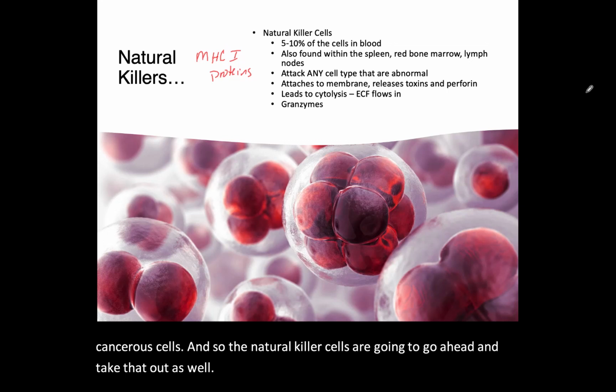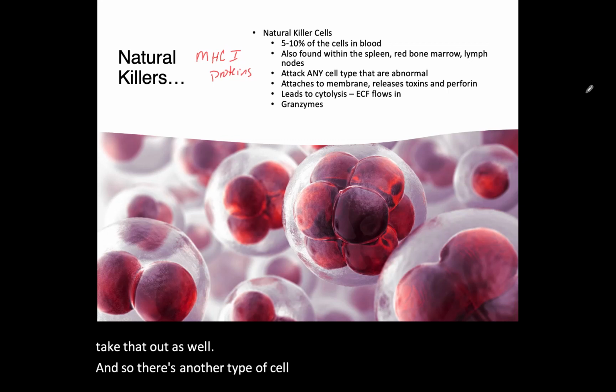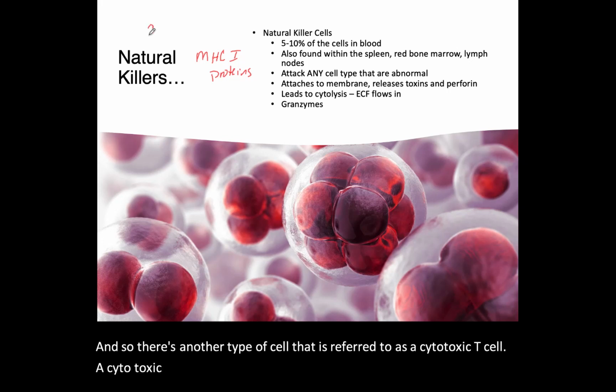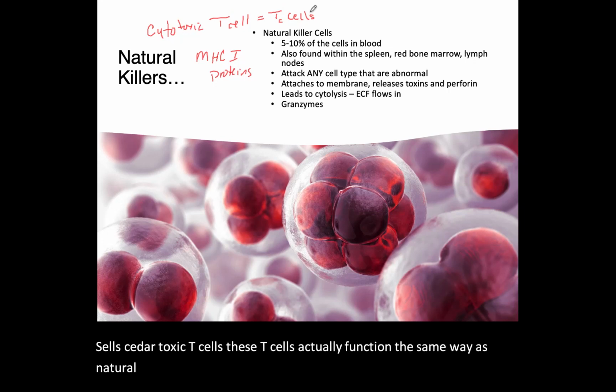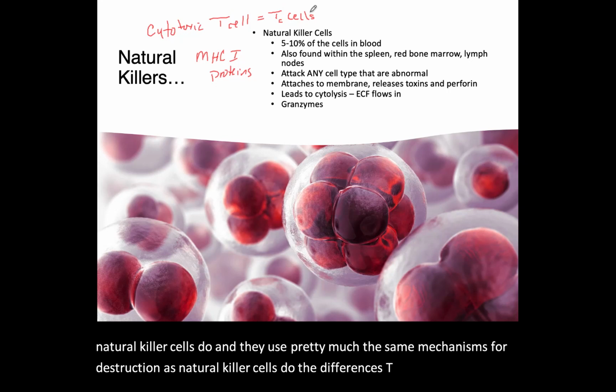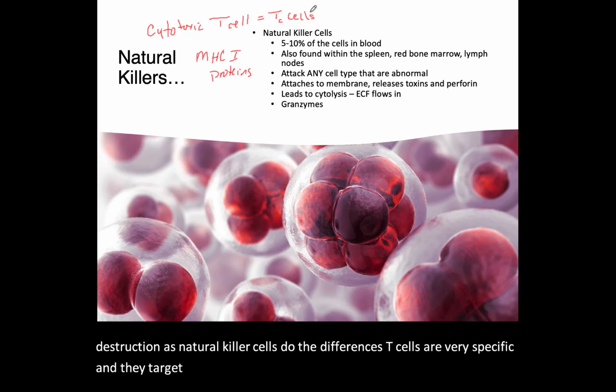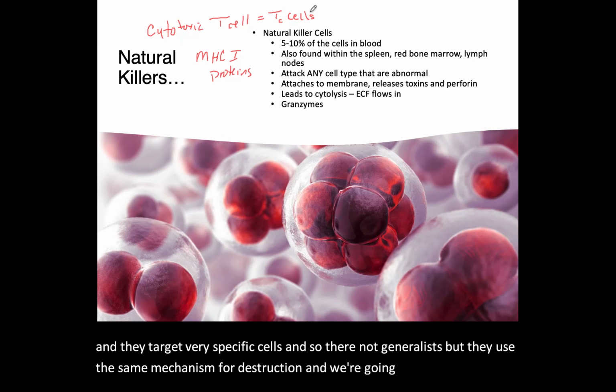And so there's another type of cell that is referred to as a cytotoxic T cell. You're going to see it abbreviated TC cells, cytotoxic T cells. These T cells actually function the same way as natural killer cells do. And they use pretty much the same mechanisms for destruction as natural killer cells do. The difference is T cells are very specific and they target very specific cells. And so they're not generalist, but they use the same mechanism for destruction. And we're going to talk about that here in a few seconds.